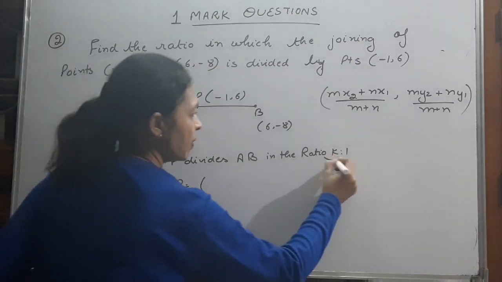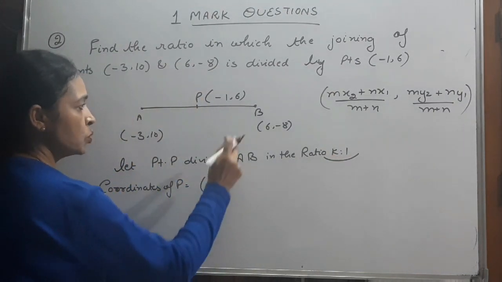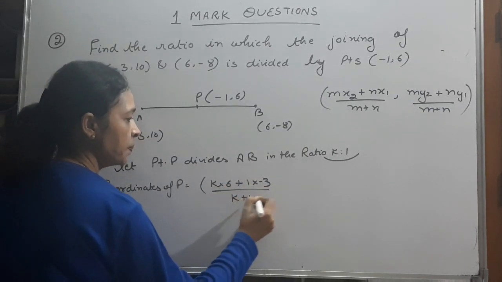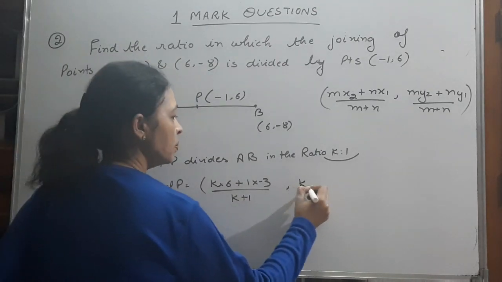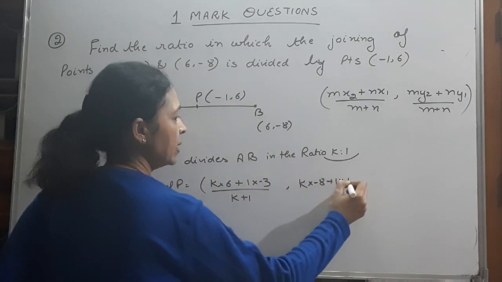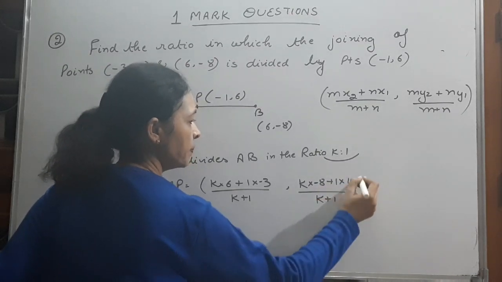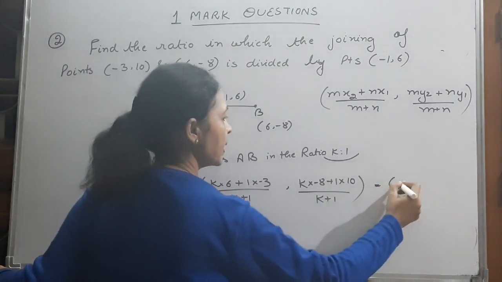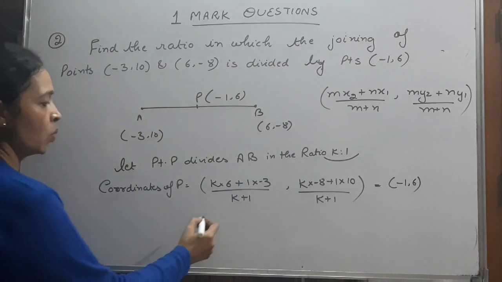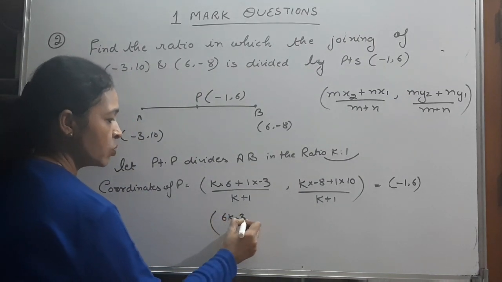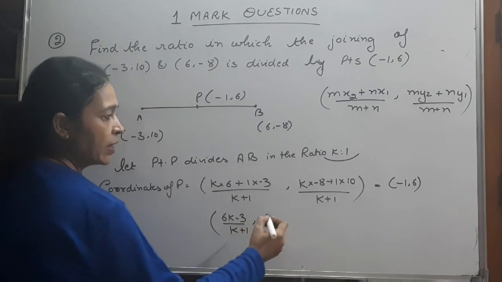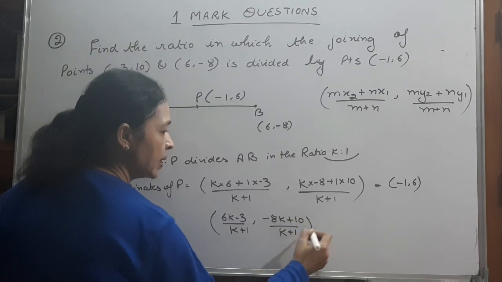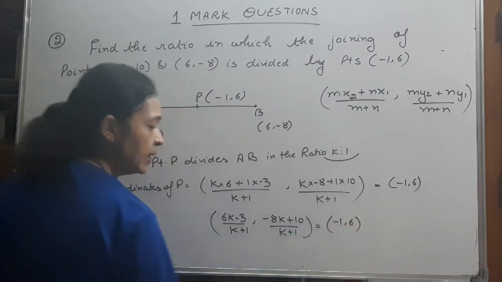Now, bache, as per section formula, our coordinates of P will be, we have ratio k ratio 1, k into 6 plus 1 into minus 3 by k plus 1, and k into minus 8 plus 1 into 10 by k plus 1. These are the coordinates of P. But the coordinates of P are given as minus 1 and 6. Now our x coordinate is 6k minus 3 upon k plus 1, and y coordinate is minus 8k plus 10 upon k plus 1, and the actual coordinates are minus 1 and 6.